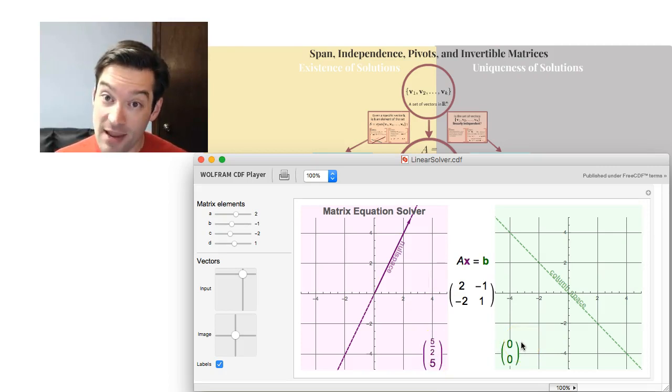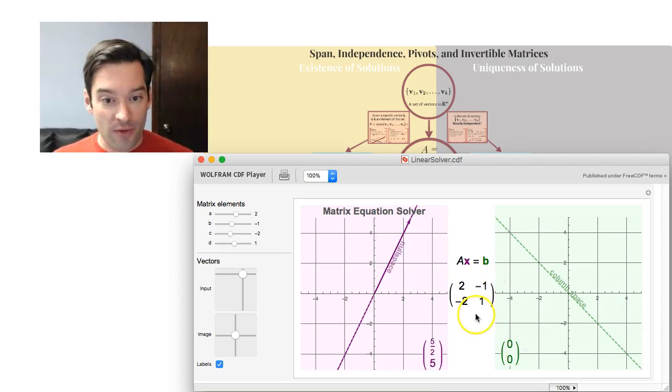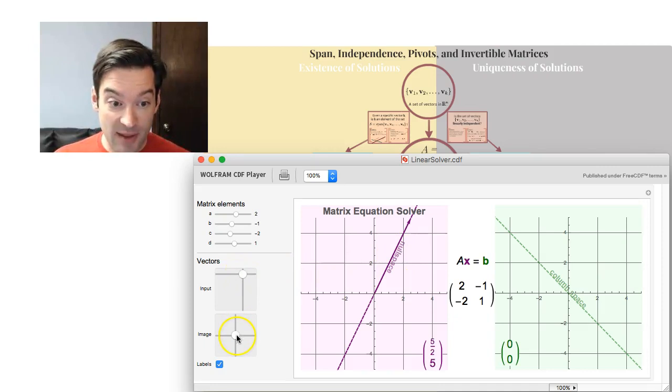That's very different behavior than we had with the first matrix that we saw in this video. So that's what can change about the null space. But now that the null space has changed, we'll notice that something else has changed as well.